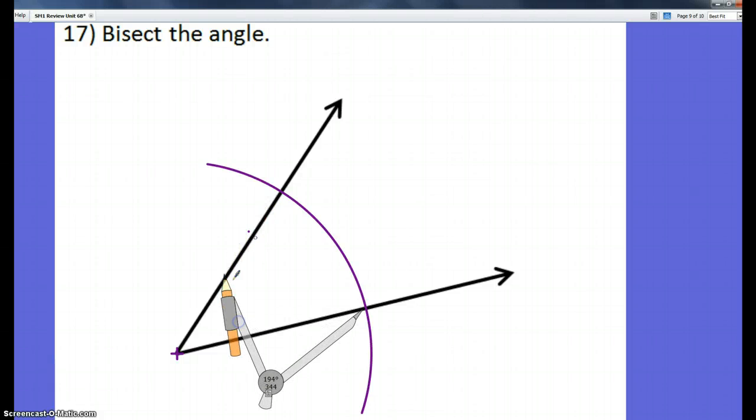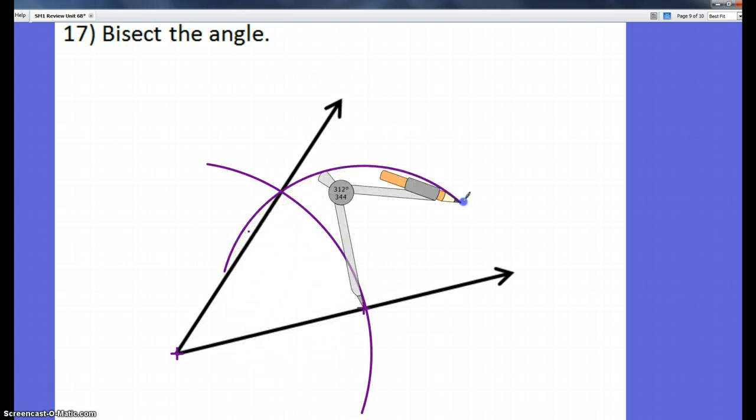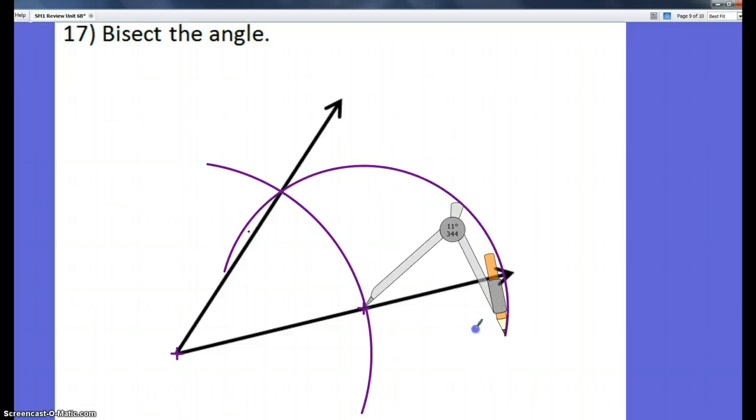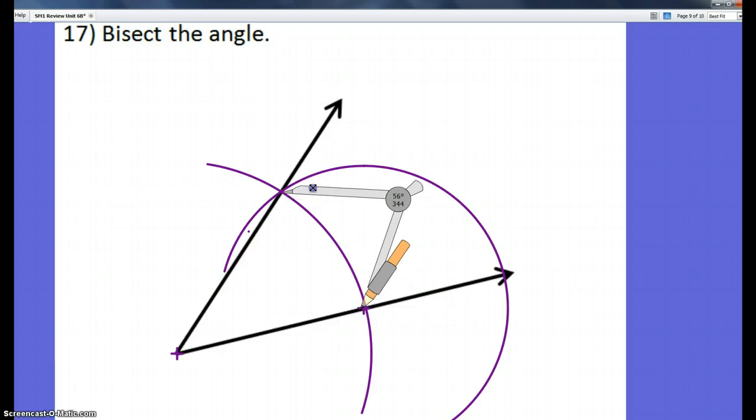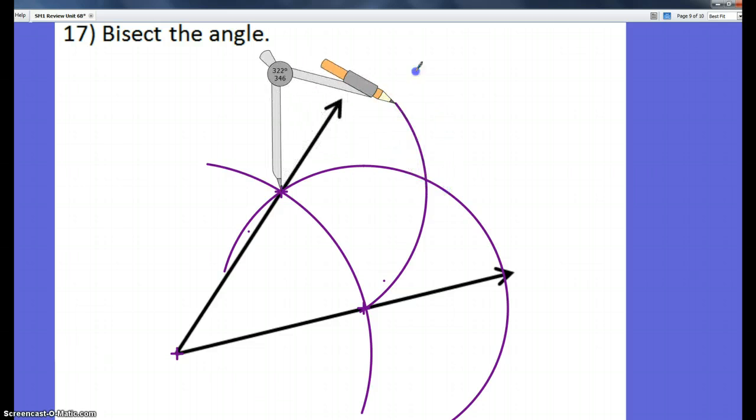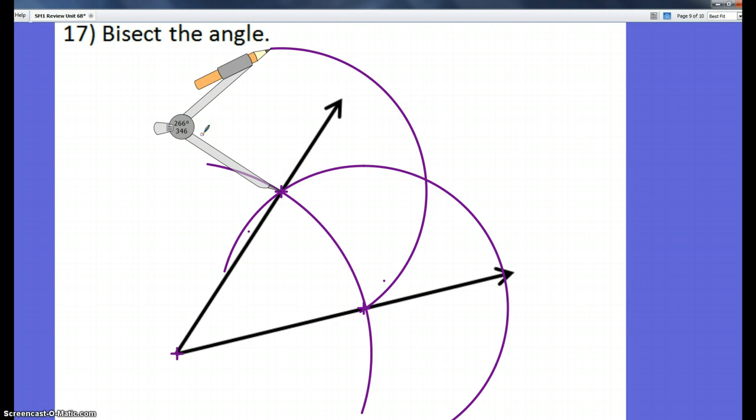So we're going to take this, we're going to swing it through. If you want to keep going, keep going. And then we're going to flip it. So our tip is at the other intersection point, and our pencil is lined up. We're going to swing it through the other way.